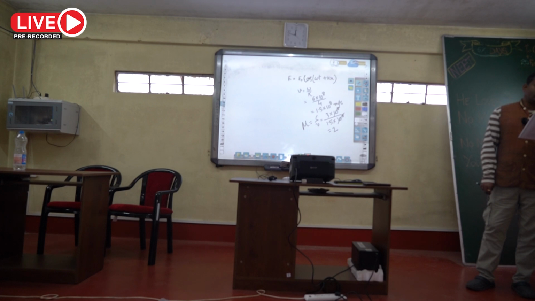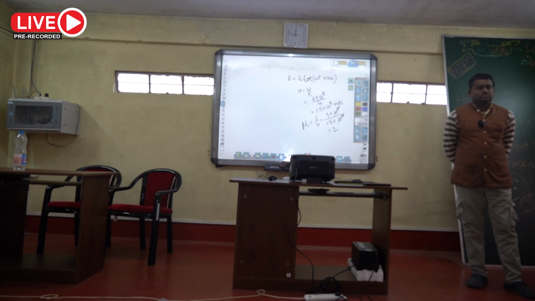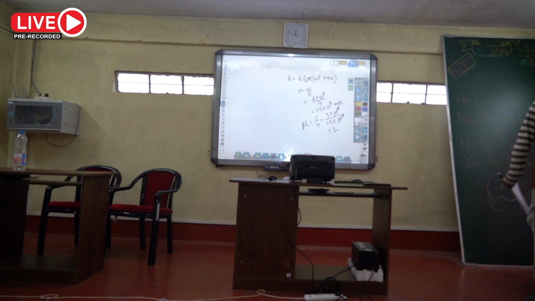If two coherent waves are represented by y1 equal to 4 sin omega t and y2 equal to 3 sin omega t plus pi by 3, they interfere at a point, the amplitude of the resulting wave will be about. What will be the amplitude of the resulting wave?